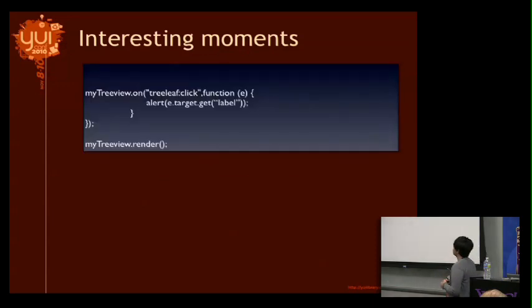So just a quick example. If you wanted to alert on the screen the label of the tree node that you clicked on, this is how you'd do it. You just listen for tree leaf clicks, and then inside you get the target and you get the label attribute. That's it. That's simple. So let me just show you a quick demo of creating a tree with loading on demand.